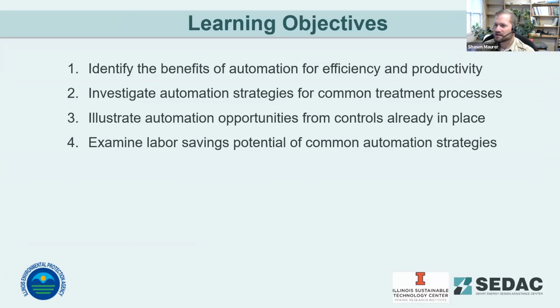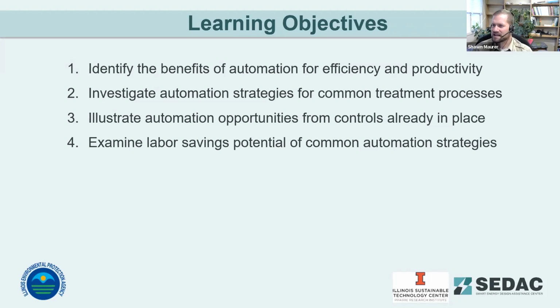Things we're going to cover real quick: identifying the benefits of automation for efficiency and productivity. We're going to try to touch on ways automation can help save time. So we know operators at a lot of communities wear multiple hats. Not only are you operating the water and possibly the wastewater facility, you're also out filling potholes in the road, cutting tree branches. You wear a lot of hats in your community.